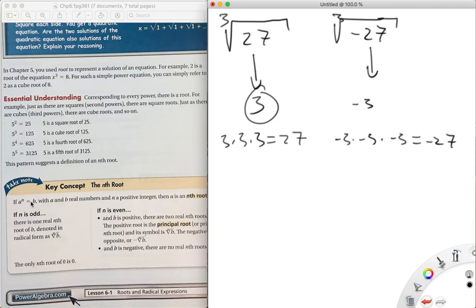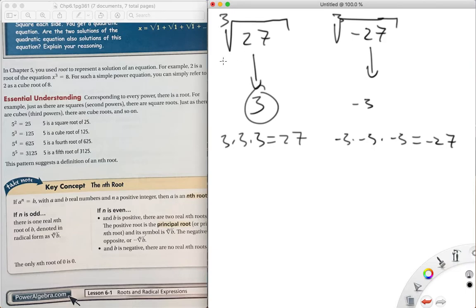So when n is odd, this is what this is saying. When n is odd, there's one real nth root of b, denoted by the radical form nth root of b. That's all this means. This would be the nth root of b, and then this would be my one real root.